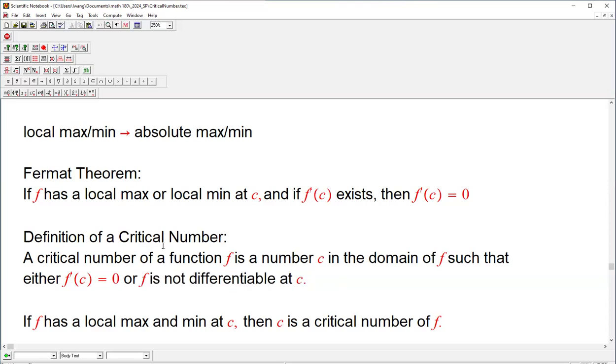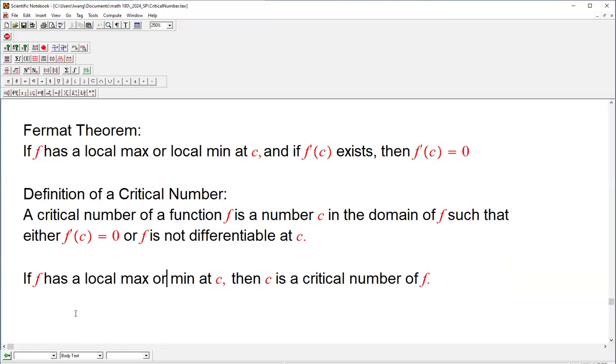So what's the relationship between critical numbers and local max, local min? The following statement tells us: if f has a local max or local min at C, then C is a critical number. In other words, critical numbers are candidates for local max and local min. Let me write down that statement.